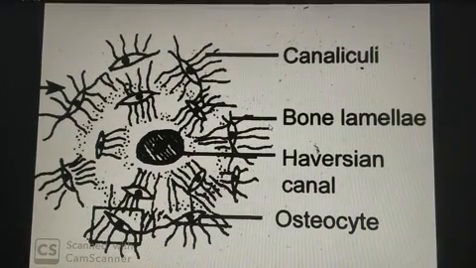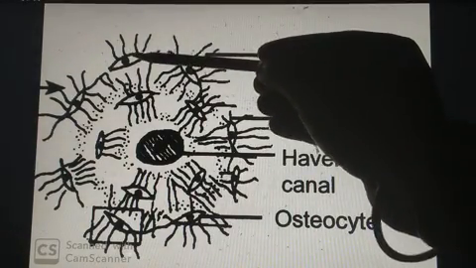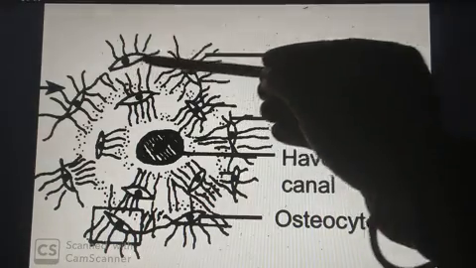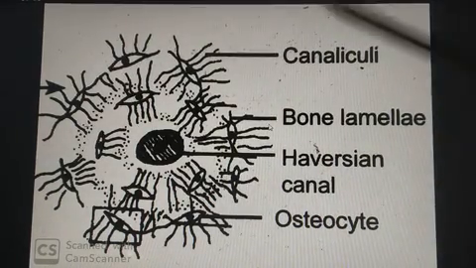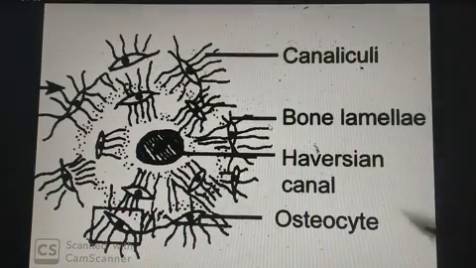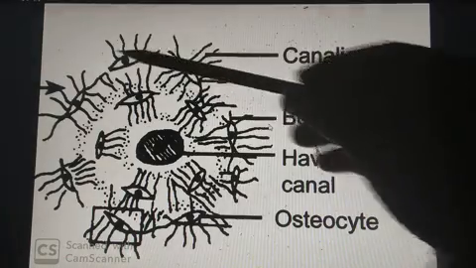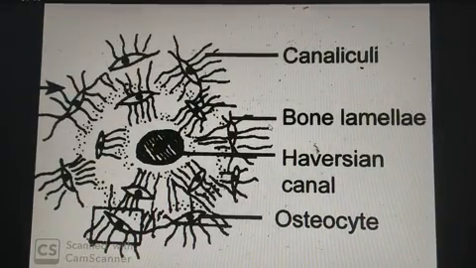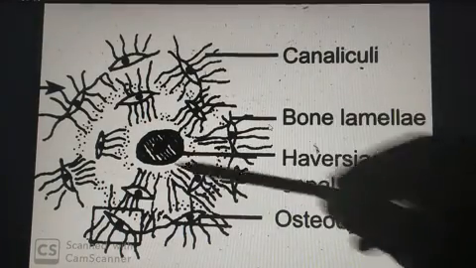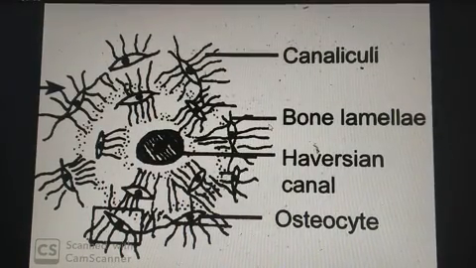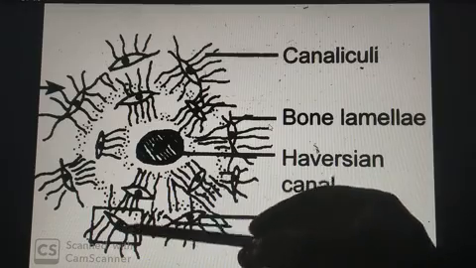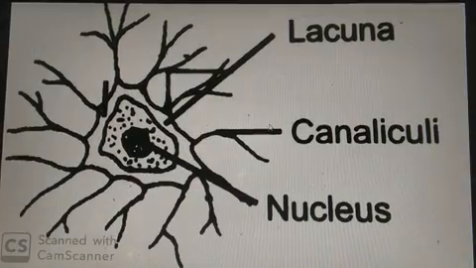If we enlarge one Haversian system, it looks like this. These are the bone cells. First, a cavity is present which is called lacunae. Inside the lacunae the osteocytes are present, and the cytoplasmic extension of the osteocyte is called canaliculi, and the central cavity is called the Haversian canal.